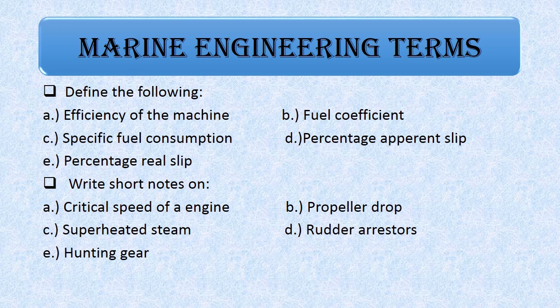In continuation with this, define the following: efficiency of the machine, fuel coefficient, specific fuel consumption, percentage apparent slip, percentage real slip. Then another question: write short notes on critical speed of the engine, propeller drop, superheated steam, rudder arresters, hunting gear.